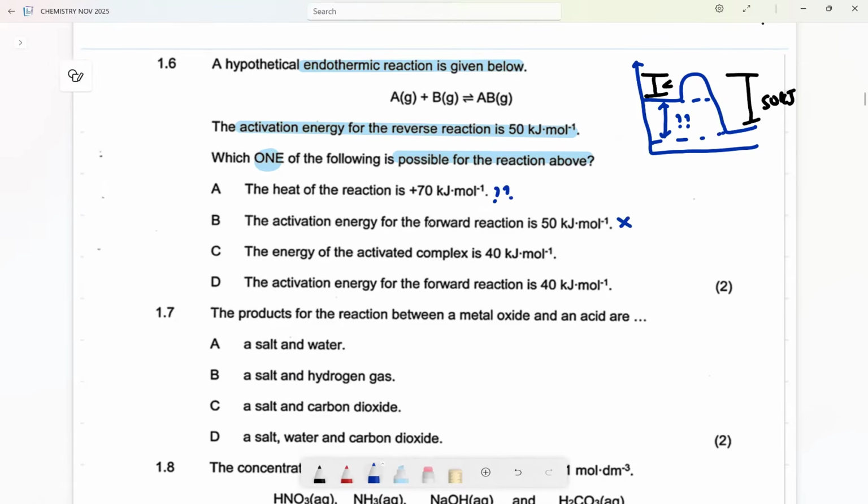Well, if the energy of the activated complex is 40 here, then it is nearly impossible to have an activation energy of 50 from wherever here to there. That is merely impossible. Okay, so no, this one is not. So the activated complex, yes. No. And then the activation energy for the forward direction is 40. No. No. And then the one that is possible is this one, basically. The heat of the reaction is 70 kilojoule per mole.